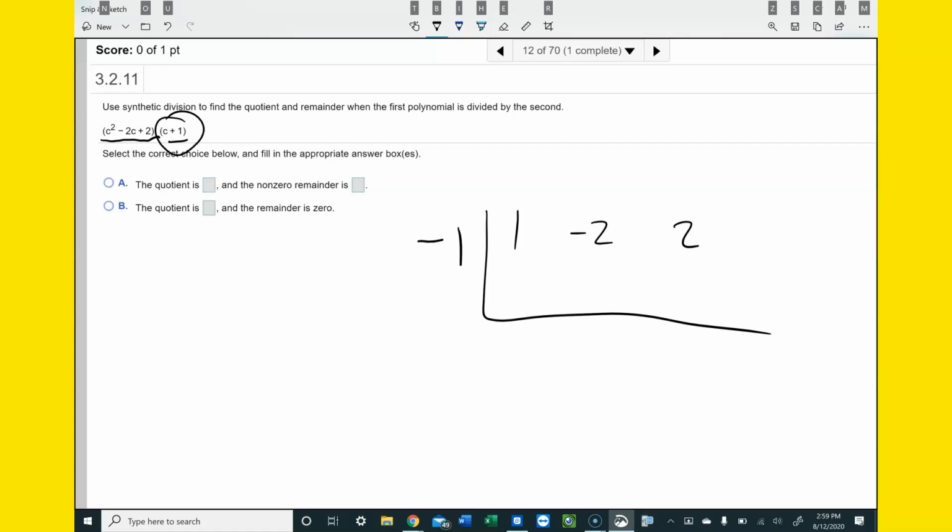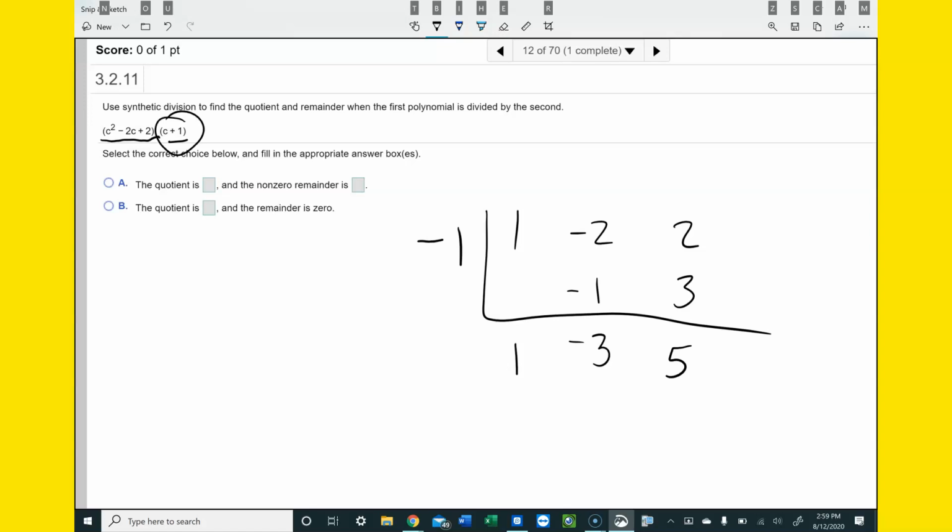Then I go through my process. I add down, 1 plus nothing is 1. I multiply across, negative 1 times 1 is negative 1. I add down, negative 2 plus negative 1 is negative 3. I multiply across, negative 1 times negative 3 is 3. I add down, 2 plus 3 is 5.